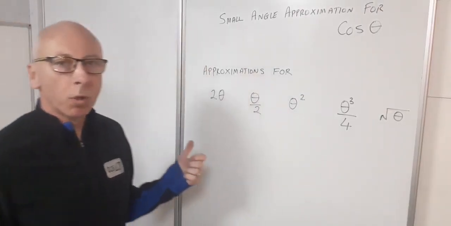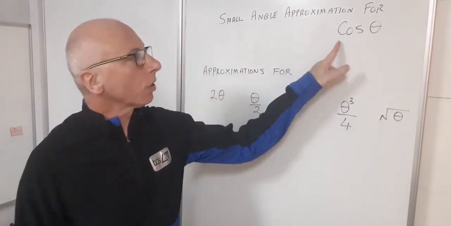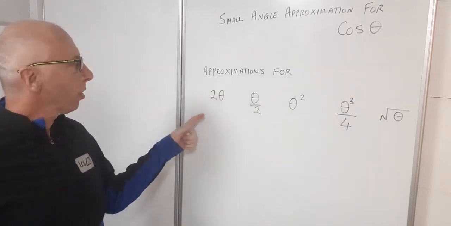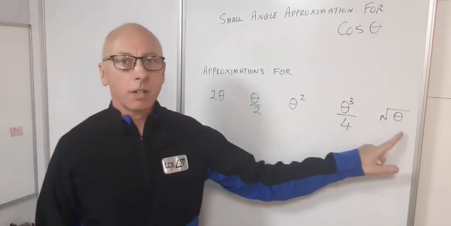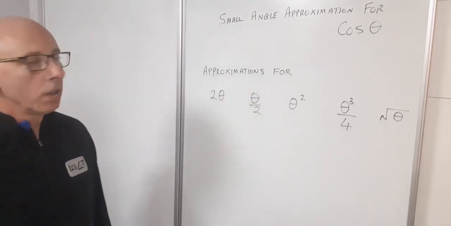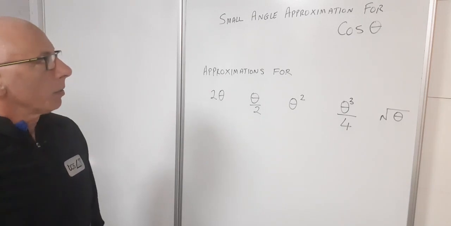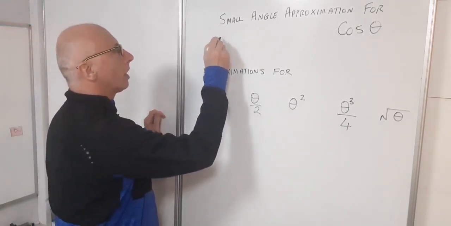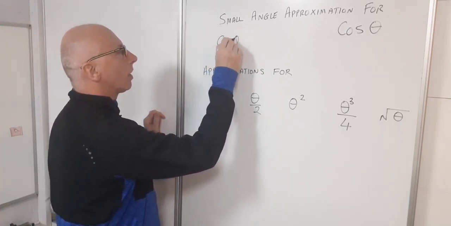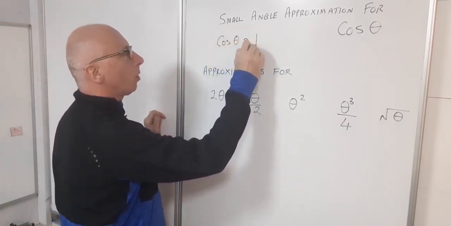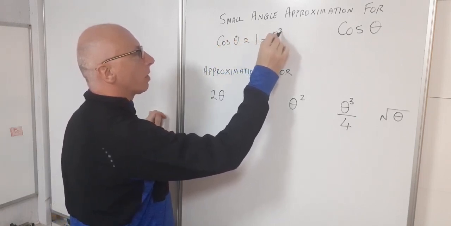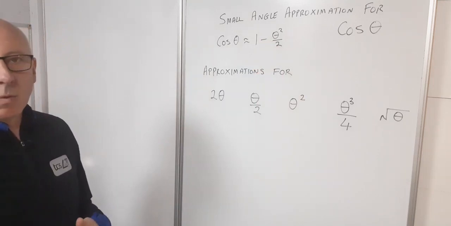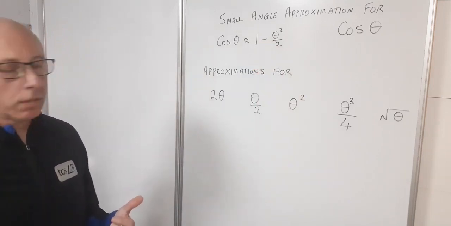So in this video we're going to look at small angle approximations for cosine of theta. Now what we're going to do is find approximations for these 5 different inputs for cosine. So the small angle approximation for cosine of theta is cosine theta is approximately 1 minus theta squared over 2. And that's the formula we use for the small angle formula.